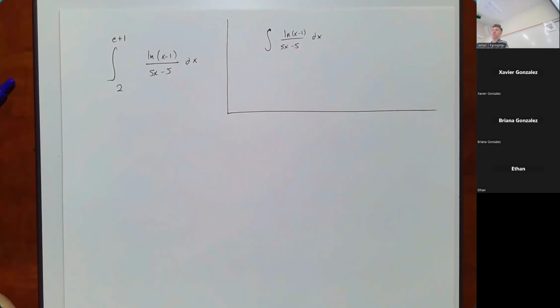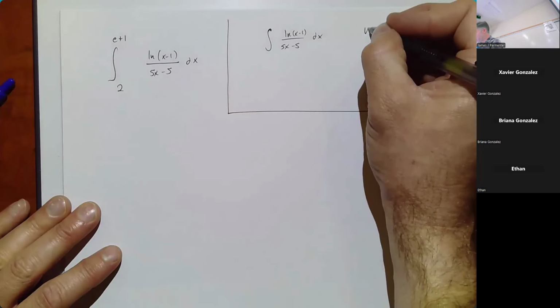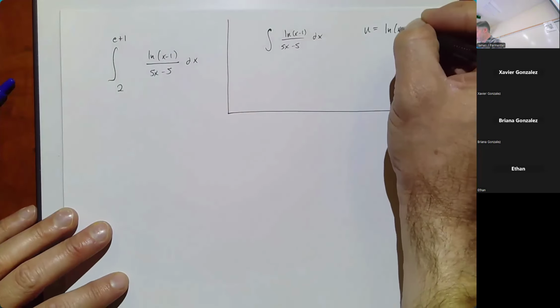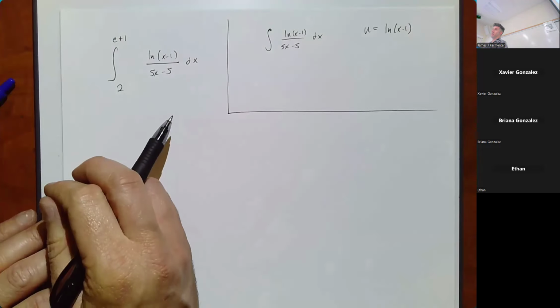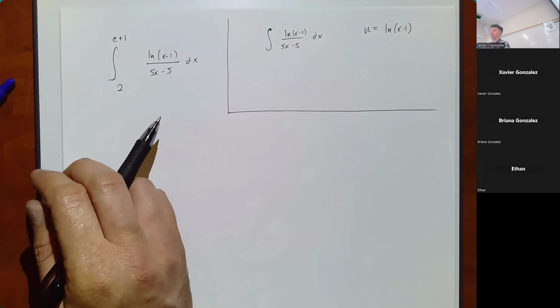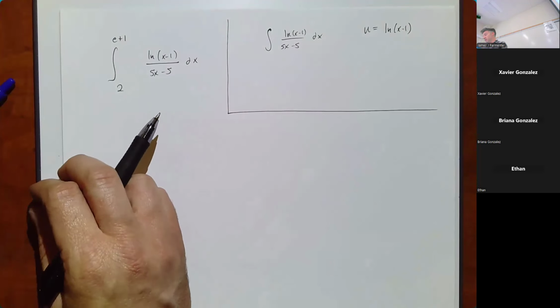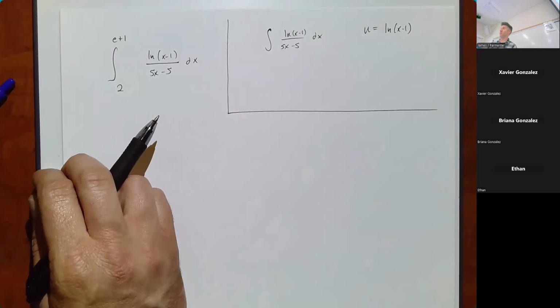I see a mixture. I'm either going to try u sub or integration by parts. What should I try first? I would always say u sub every time. Even if it's not going to work, I would still think about it. Can I do a u sub here? So here, there is actually a good u sub. It just is hiding. I'm going to let u equal the natural log of x minus 1, which is also what I would choose if I was doing integration by parts. I would let u equal the natural log of x minus 1, and then dv would be the rest, which is 1 over 5x minus 5 times dx.